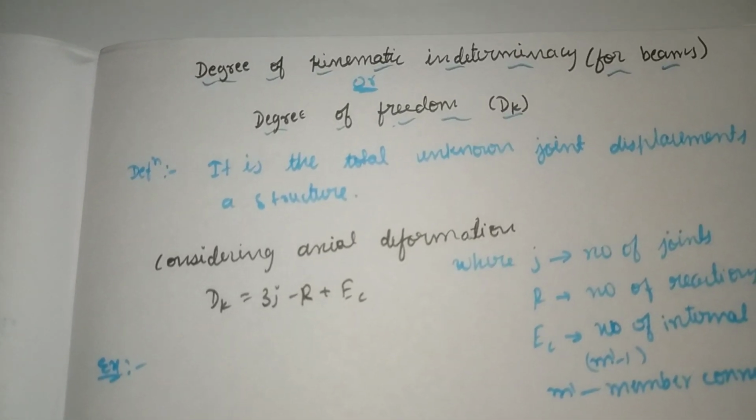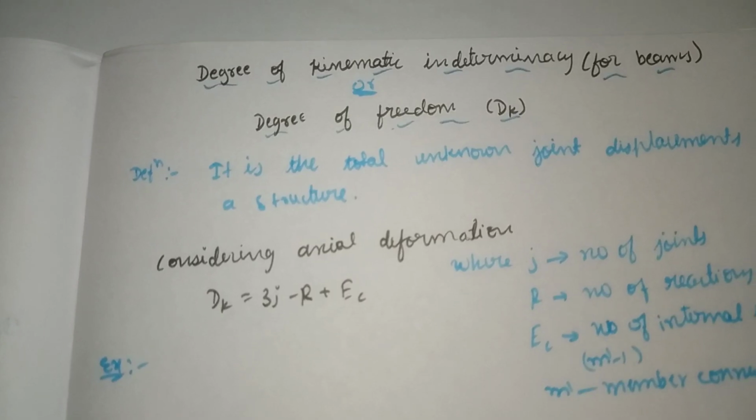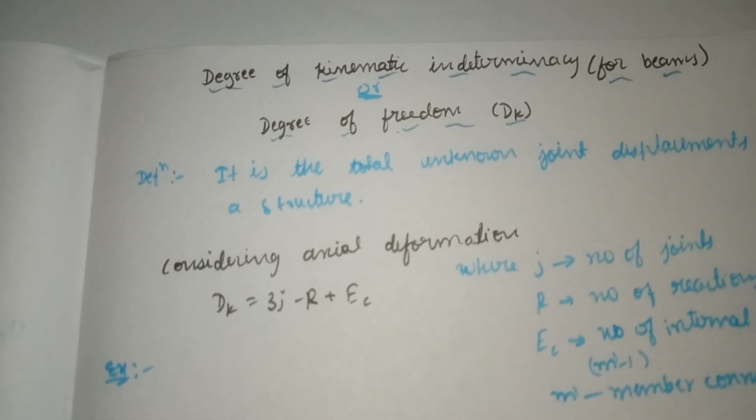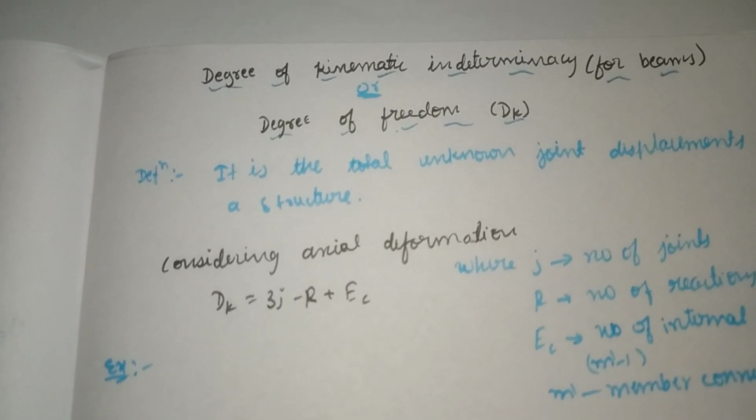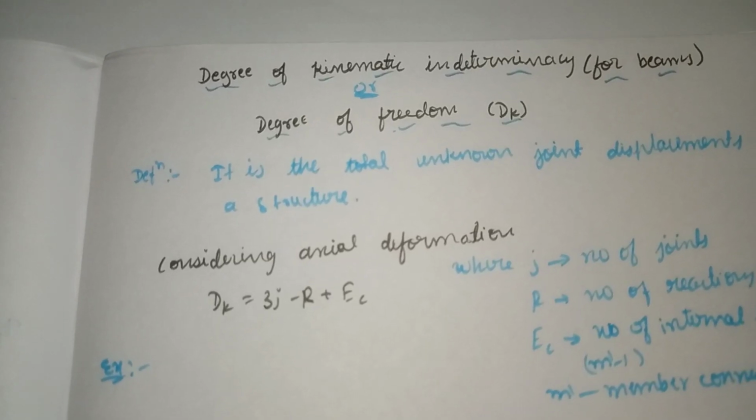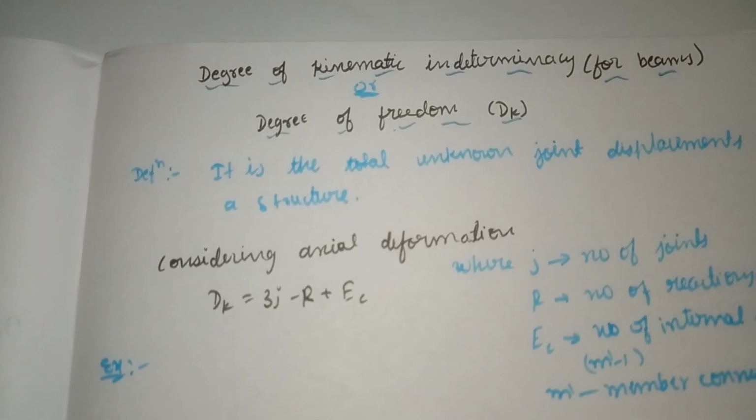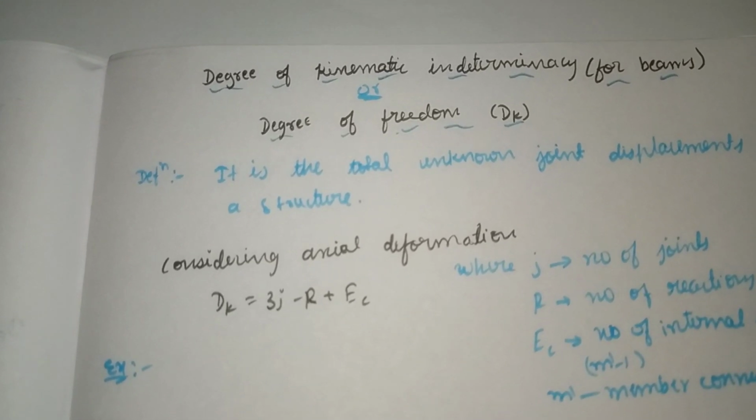So in the previous video we have seen the degree of static indeterminacy for beams, as well as trusses and frames. We have solved some problems on that. So we have completed the static indeterminacy part.